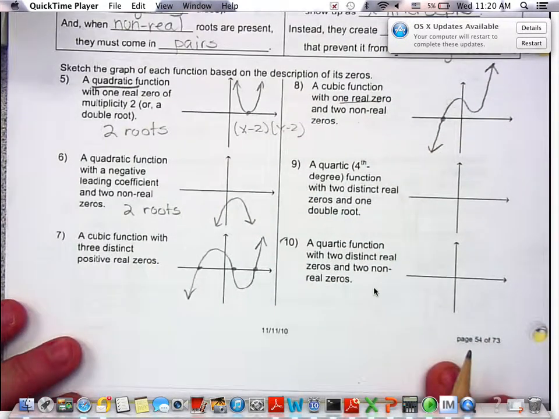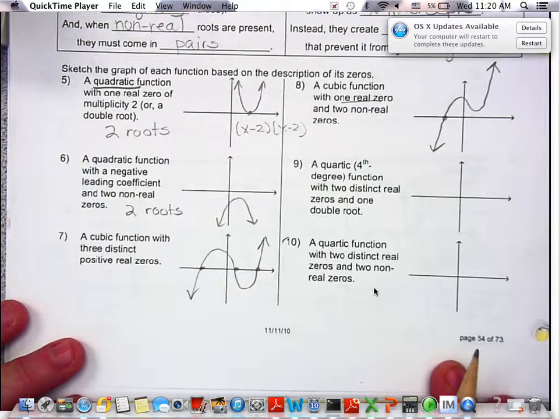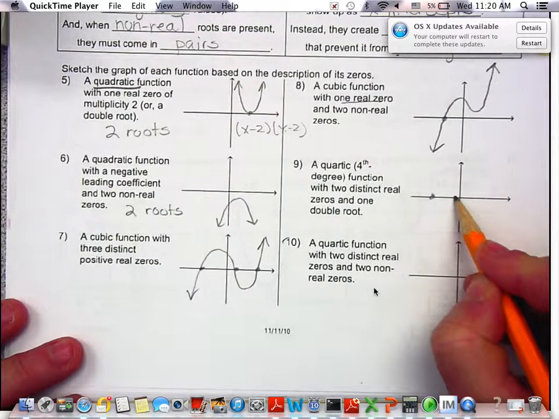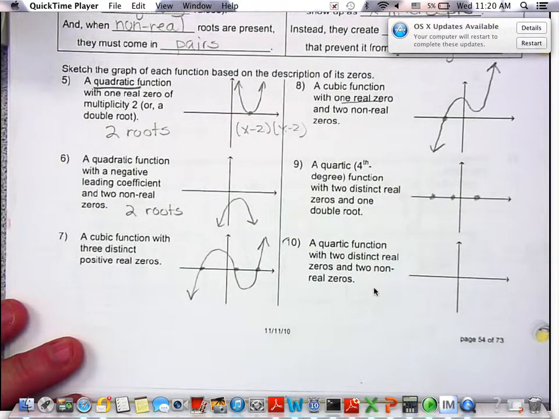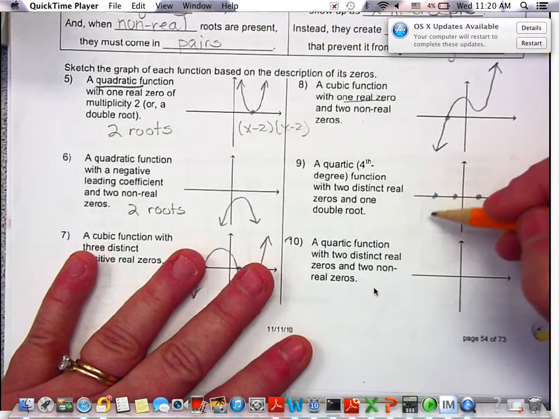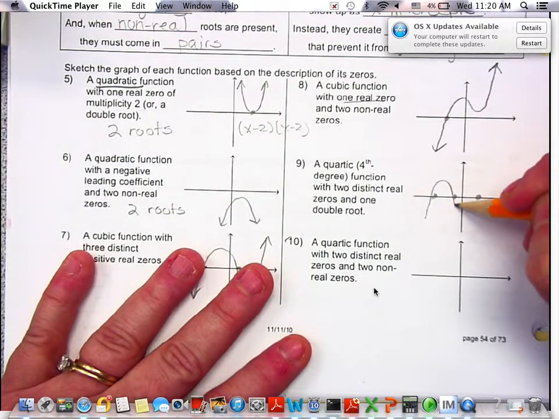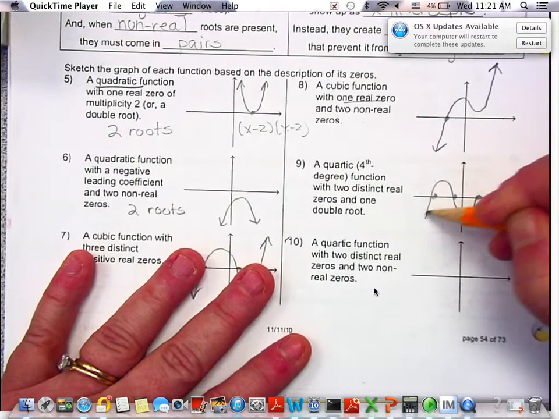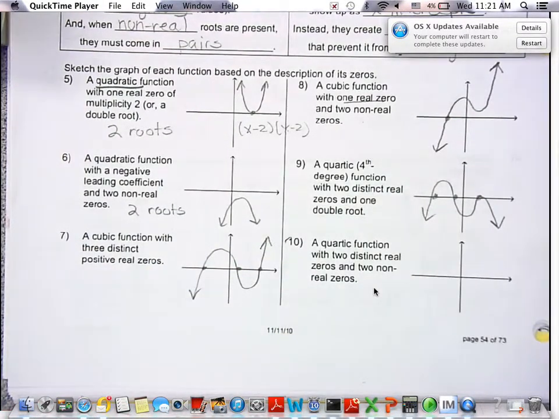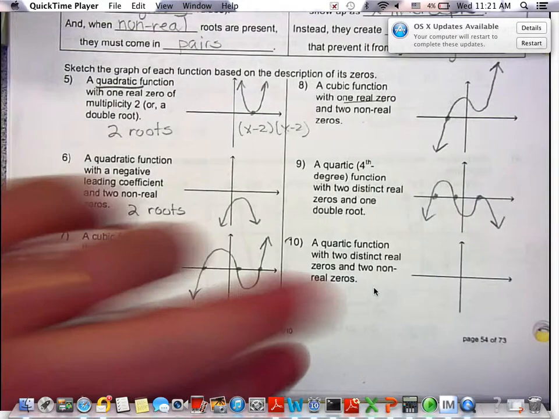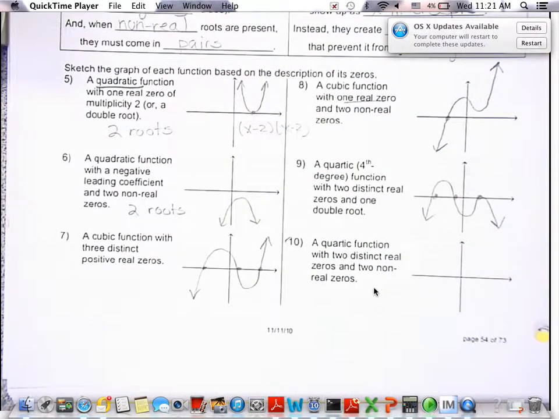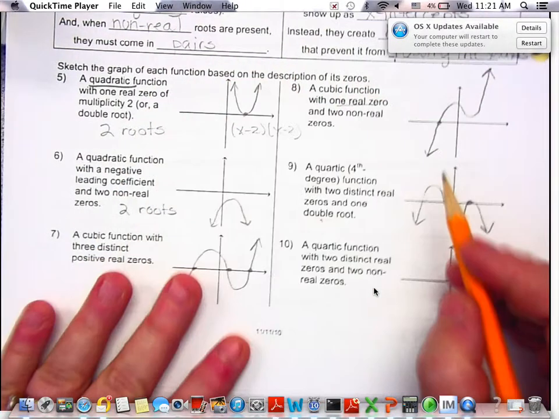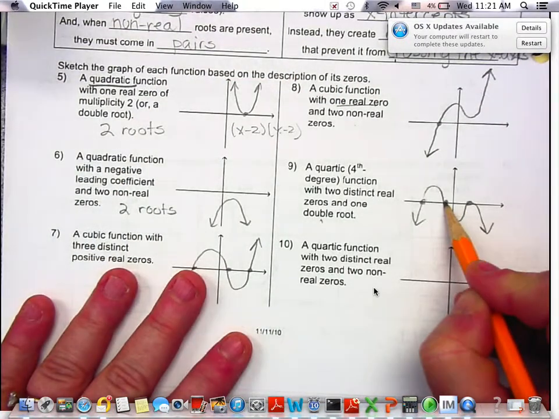Okay, a quartic, 4th degree. How many roots? 3. Oh, well, 4 roots. 2 distinct real roots and 1 double root. So it's going to cross it twice and touch it once. It could look like that. That would have a negative leading coefficient. If you didn't want to have a negative leading coefficient, you have to flip it. So it's crossing it, there's your 2 distinct real roots, there's your double root.